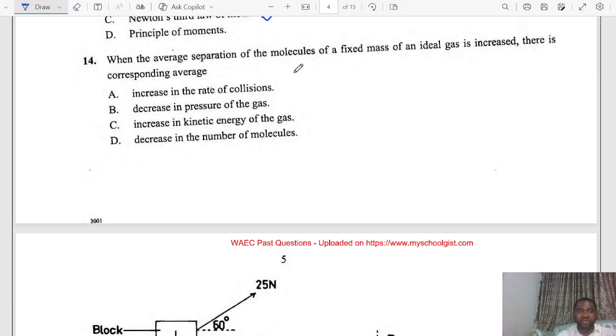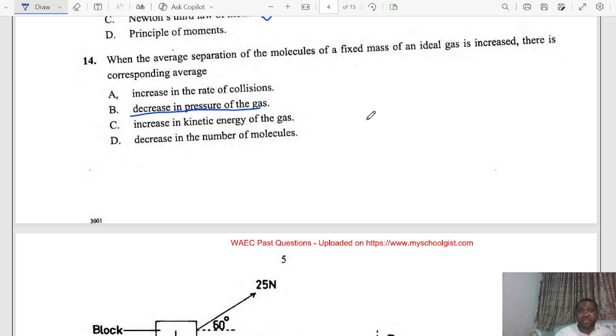Now when the average separation of the molecules of a fixed mass of gas is increased, what that means is that it is going to increase the rate of collision? Not really. Decrease in pressure of the gas. C says increase in the kinetic energy of the gas. No, this is not going to happen. D says decrease in the number of molecules. No, the molecules will remain the same. The answer to this question is B, decrease in pressure of the gas.